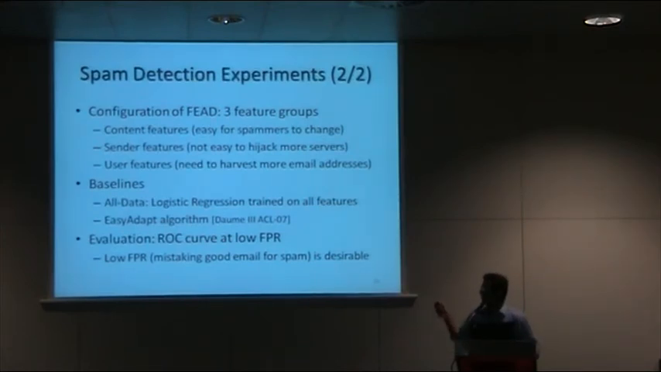And the baseline in this case is all data, which is logistic regression trained on all features, same as before, and the easy adapt algorithm. We couldn't get multi-view transfer learning to work in this case because it was too slow for this data set. The data set was just too huge for it to handle. And the evaluation metric in this case, or in general for spam detection, is the ROC curve at low false positive rates. You really want low false positive rates because you don't want good email to be labeled as spam. You're okay otherwise. So this is the evaluation metric here.